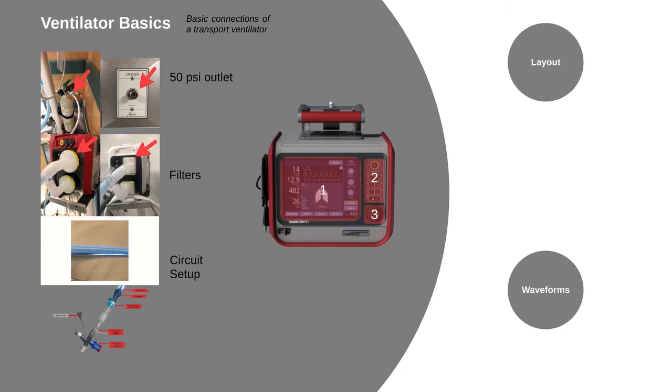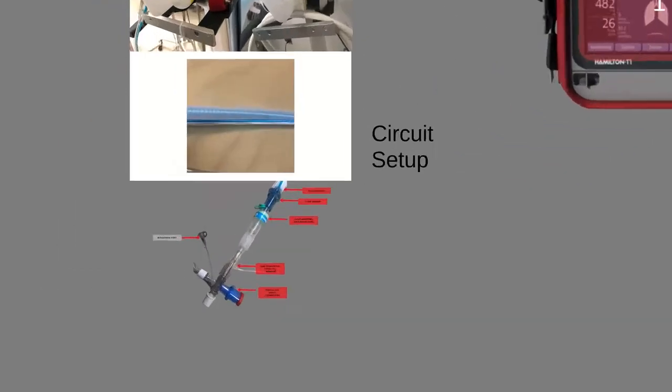First of all, your ventilators need to be plugged into a 50 psi outlet. Both inspiratory and expiratory limbs of your ventilator need to have filters on them. And as well, your circuit setup is important to take note of.